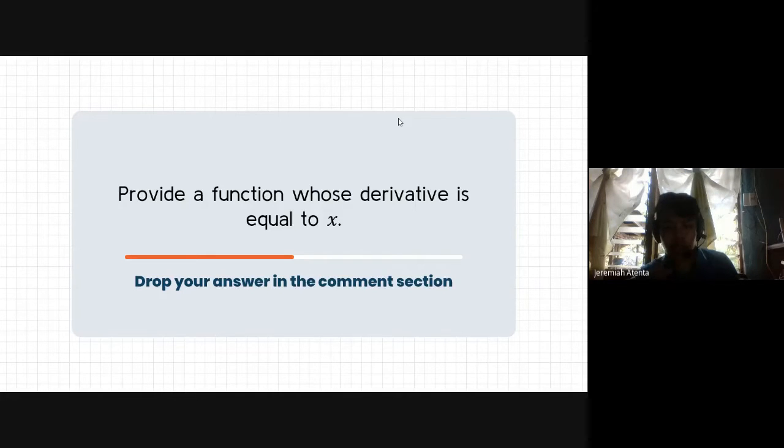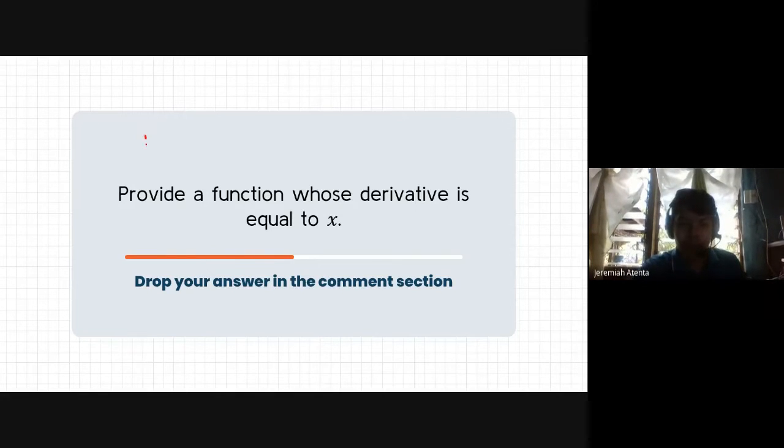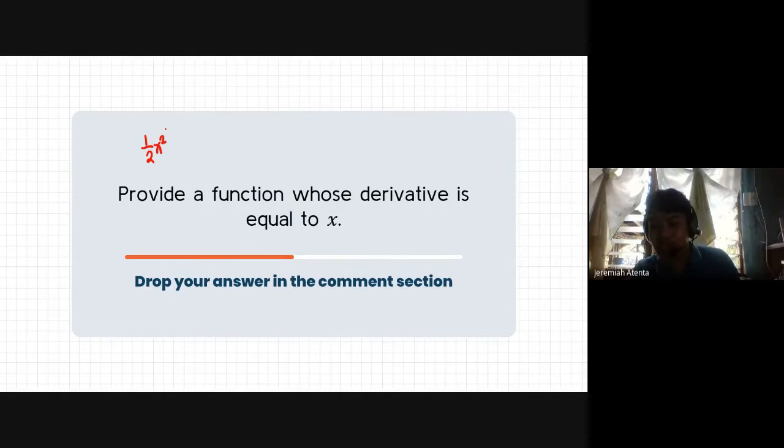X. What is the derivative of x? Is it equal to x? Okay, so we have 1 from Mara. We have 1/2 x squared. Grabe naman yung y equals to f of x. Ibigay nyo yung f of x. Ano ba dapat yung form ni f of x? Okay. Anyway, we have one answer here from Mara. 1/2 x squared.